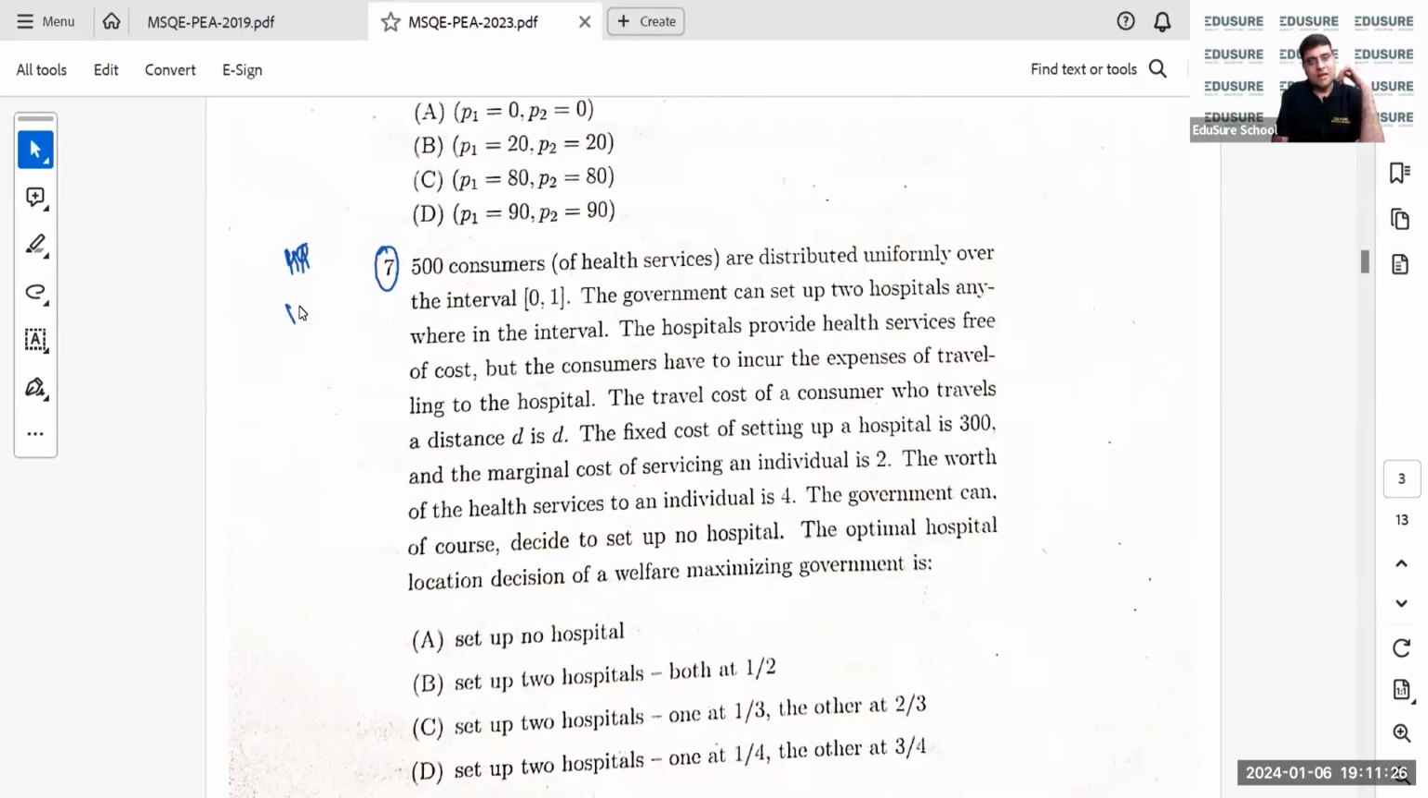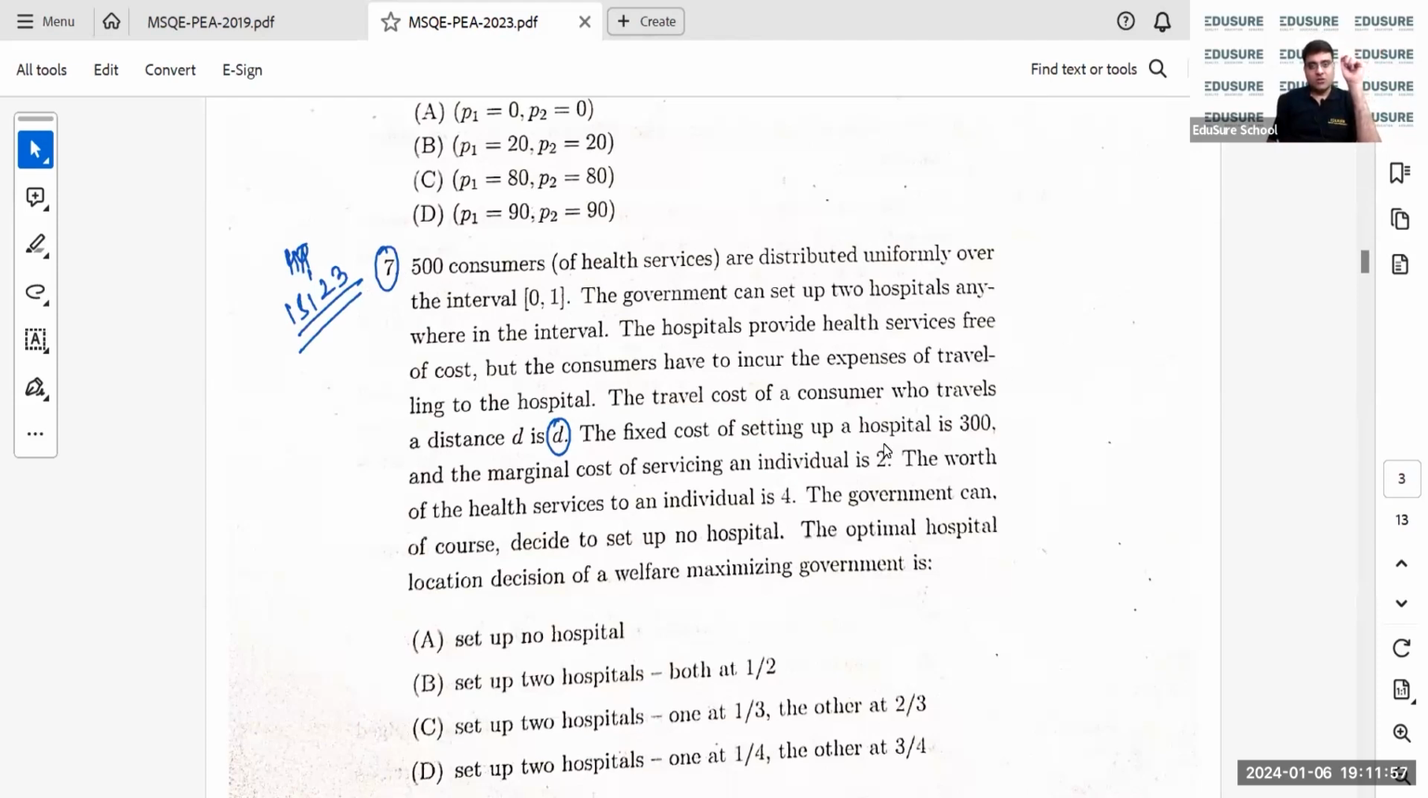So this is ISI 2023 PA question number 7. 500 consumers are distributed uniformly over the interval 0 to 1. The government can set up 2 hospitals anywhere in the interval. The hospitals provide health services free of cost, but the consumers have to incur an expense of traveling. The travel cost of a consumer who travels the distance D is D. The fixed cost of setting up a hospital is 300.